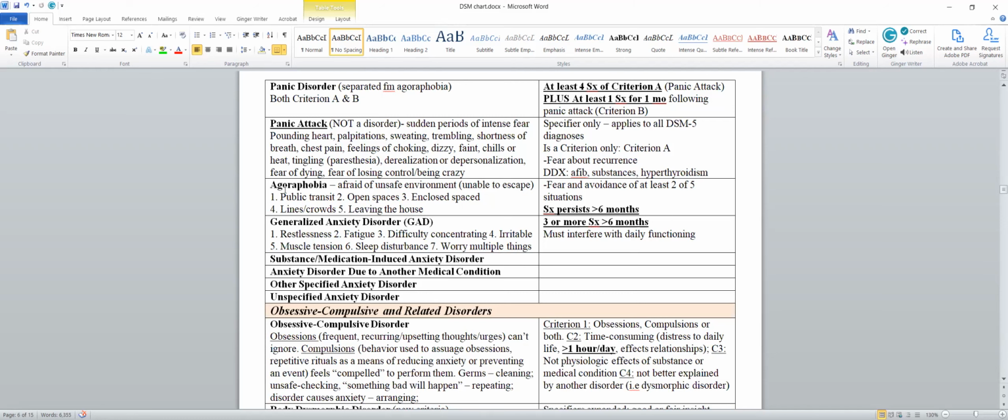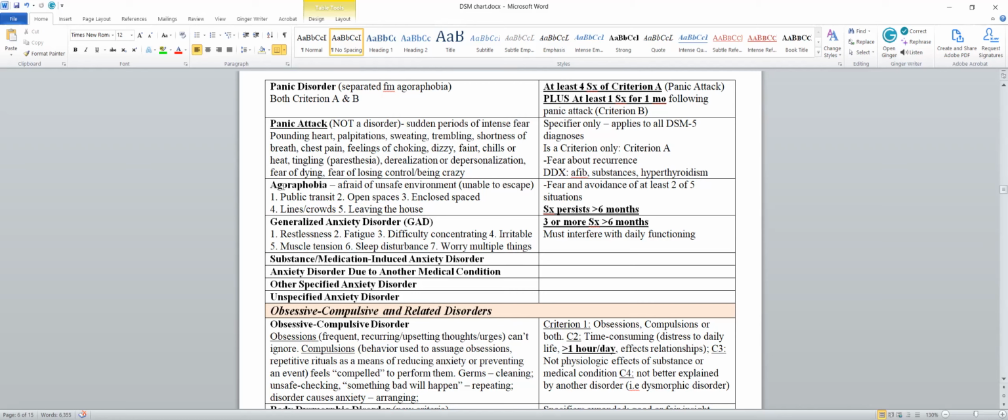So, and remember, I'm going back to agoraphobia: afraid of unsafe environment, unable to escape. So they're afraid of public transportation, open spaces, enclosed spaces, or lines and crowds, or leaving the house. So they have to fear and avoid at least 2 of the 5 situations that I just listed for more than 6 months.